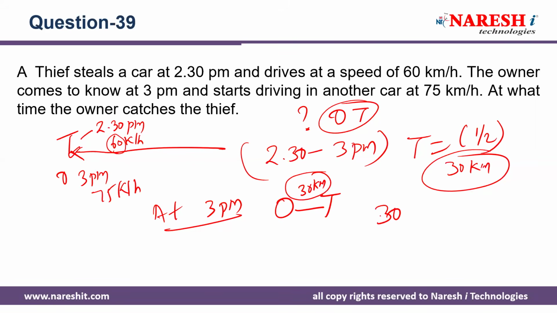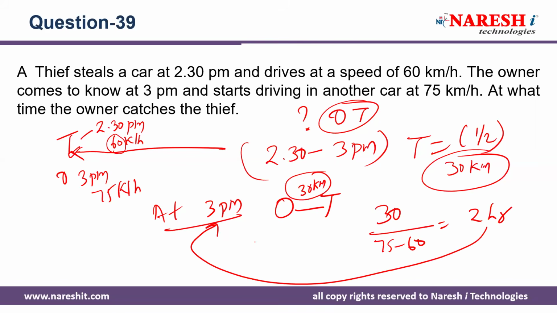So 30 divided by what, the speeds in this case? If direction is same, we will do subtraction now. 75 minus 60, answer 2 hours. 2 hours from 3 o'clock. That means the owner will catch the thief at 5 p.m. What is the difference between both cases? In the previous case, speeds are added. Here speeds are subtracted.